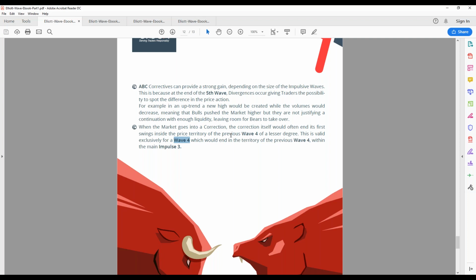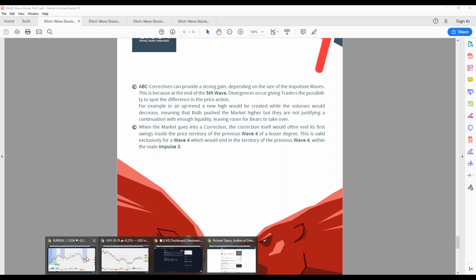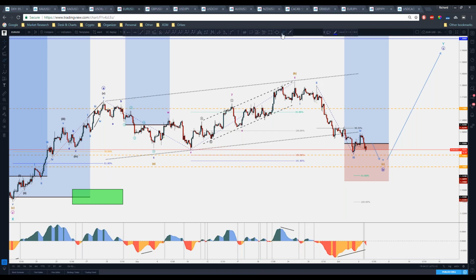So let's say, for instance, if we were in a minor degree wave 4, and wave 3 extended, the wave 4 of the minor degree 3 would be the minute degree wave 4, and minor wave 4 would typically end in the price action territory of minute 4 of minor 3. Let me just give you an example. You see, 1, 2, 3 in extension, 4. This 4 is ending in this 4. Pretty neat, right?